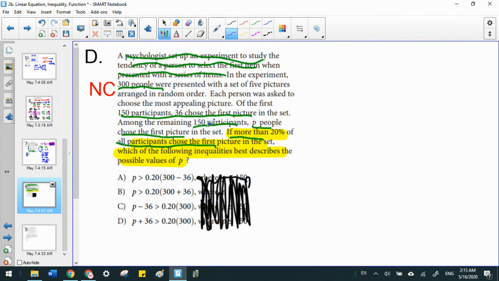So the way to do it methodically is we want to make sure we find the inequality that represents this situation best. So they're telling us that if more than 20% of all participants chose the first picture in the set, which of the following inequalities best describes the possible values of P. So P in this case represents the number of people that chose the first picture.